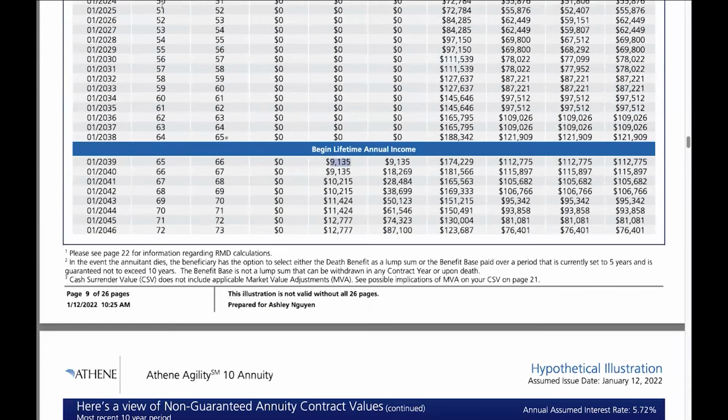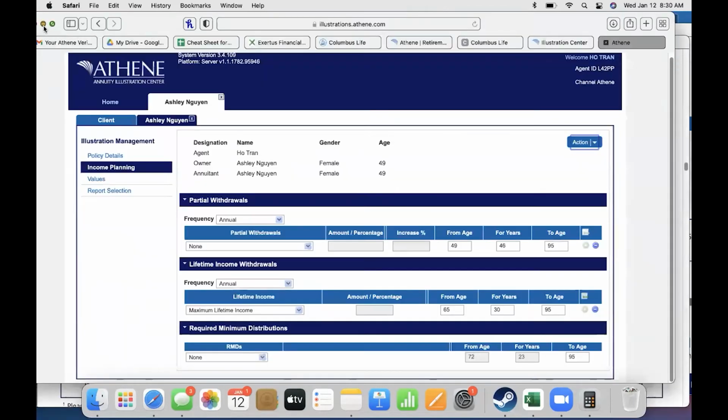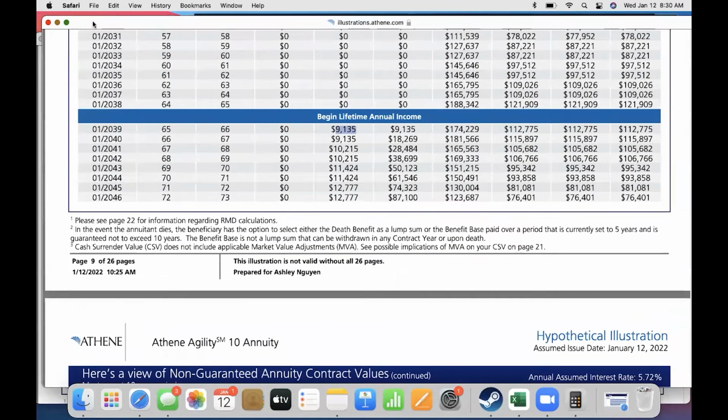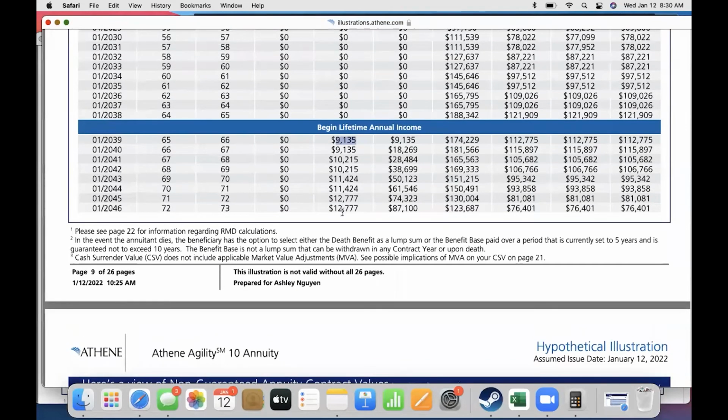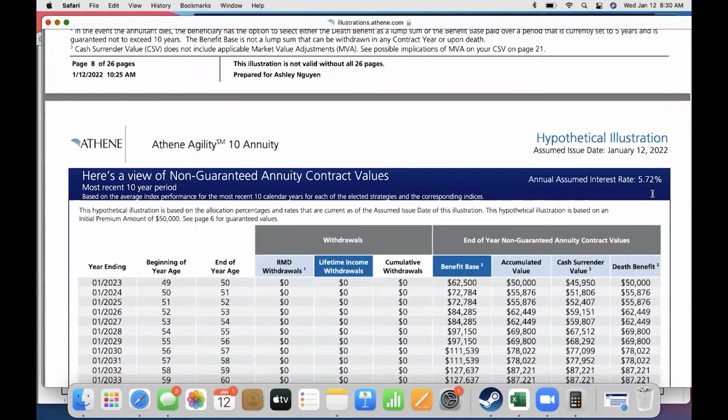9,000 at 65 versus 6,000. So the extra $3,000. 65, 6,800, and then here, 9,100. 91, that's the fixed rate of 5.72%. Right, but then that's because it's the month of January.